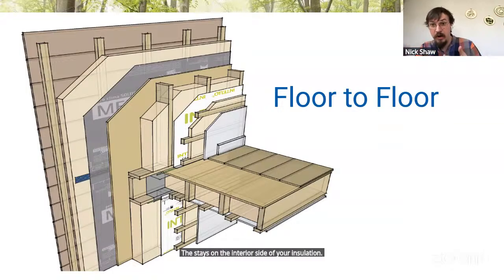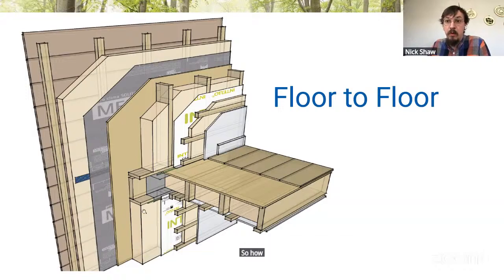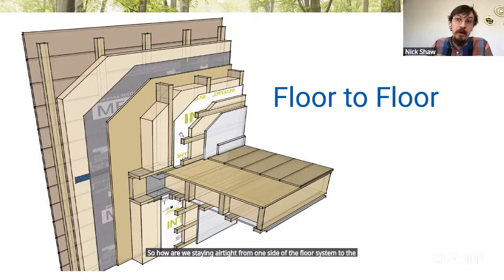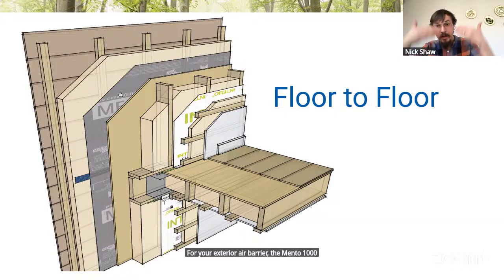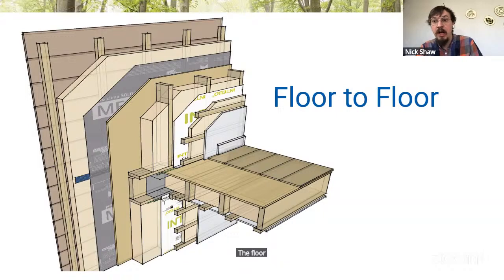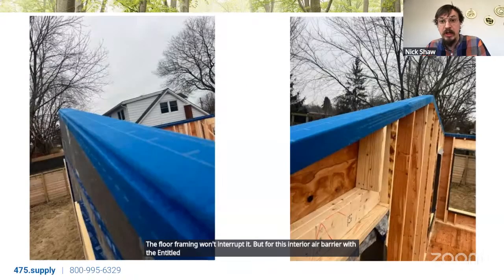But your floor framing is going to interrupt that connection. So how are we staying airtight from one side of the floor system to the other side? For your exterior air barrier, the Mento 1000 or the Adhero, that can just run continuous. The floor framing won't interrupt it. But for this interior air barrier with the Intello Plus, this is where sequencing becomes really key.